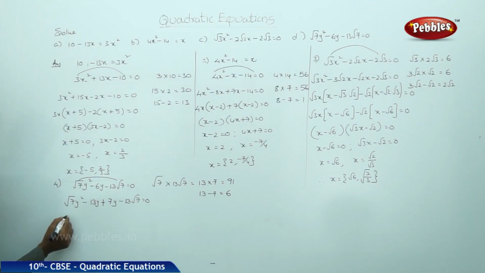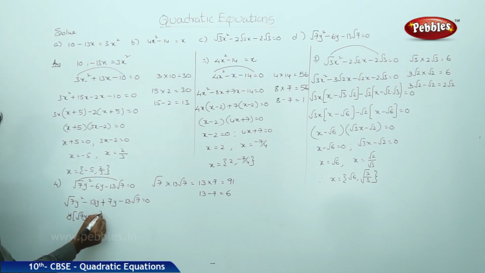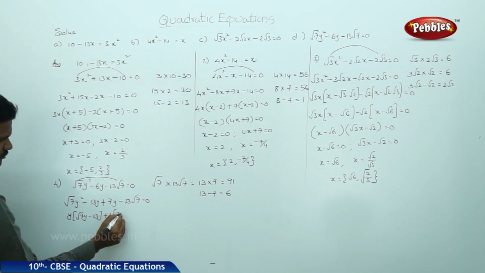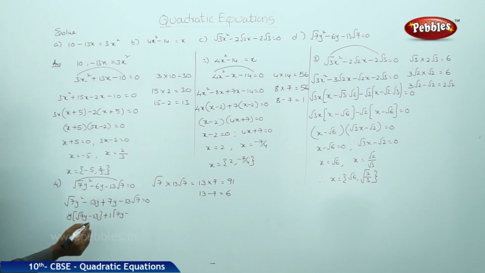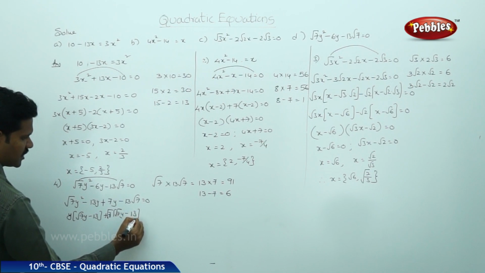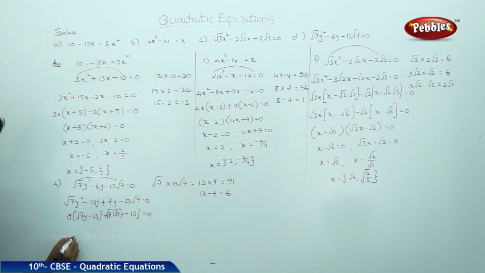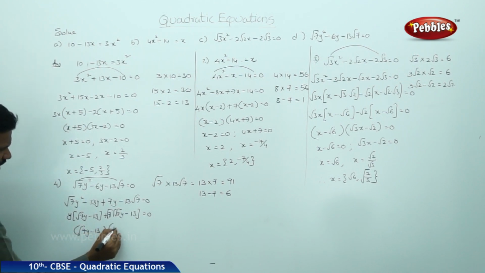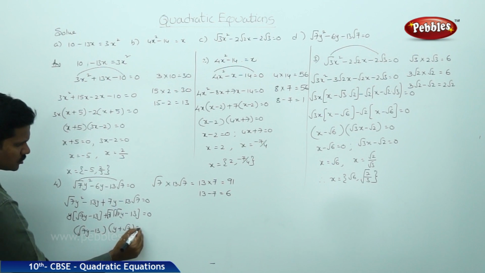Now from these two, I am unable to take anything common, therefore y is the common. Root 7y minus 13 plus, here also take 1 common, 7y, take root 7 common, then root 7y minus 13 is equal to 0. Therefore the common factor is root 7y minus 13 and the other factor is y plus root 7 is equal to 0.